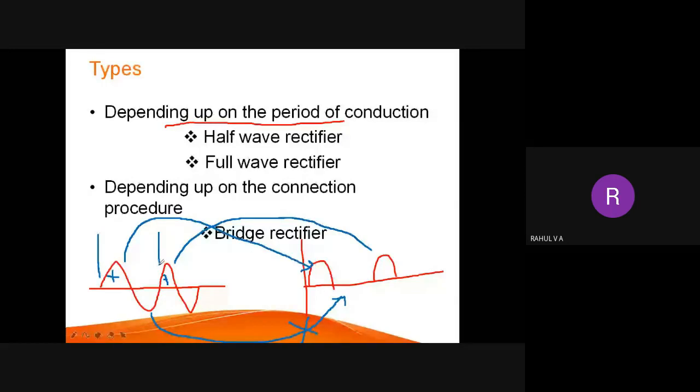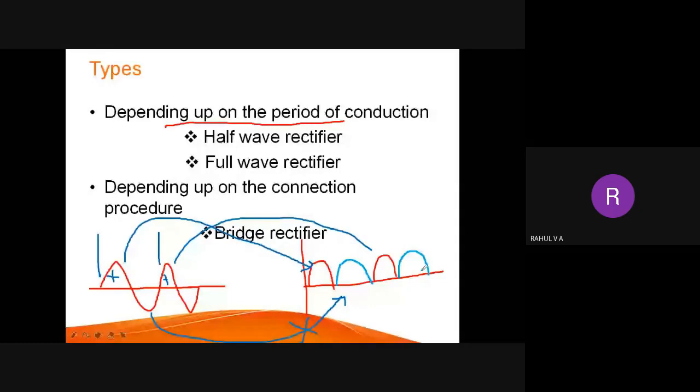But if you use a full-wave rectifier circuit, you will have both waves in the output. We will have the positive half cycle and also the negative half cycle in the output, but on the positive side only. DC should come only on the positive half side. So that is the difference between half wave rectifier and full wave rectifier.